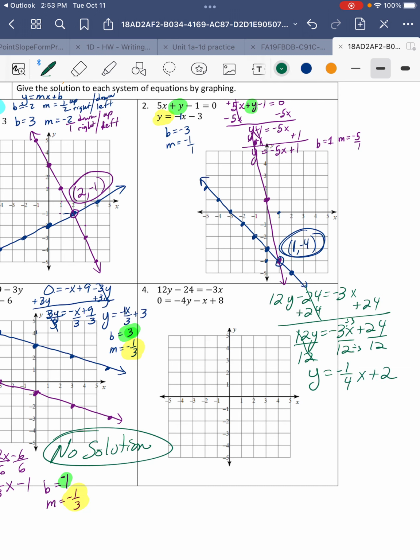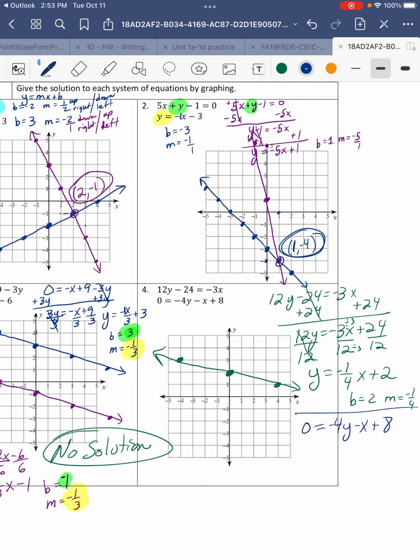24 divided by 12 is 2. So I have my y-intercept of 2. My slope is negative 1/4. Down 1, right 4. From the y-intercept, I'm going to go up 1, left 4. There's my line. That represents y equals negative 1/4 x plus 2. And then let's get the other equation.